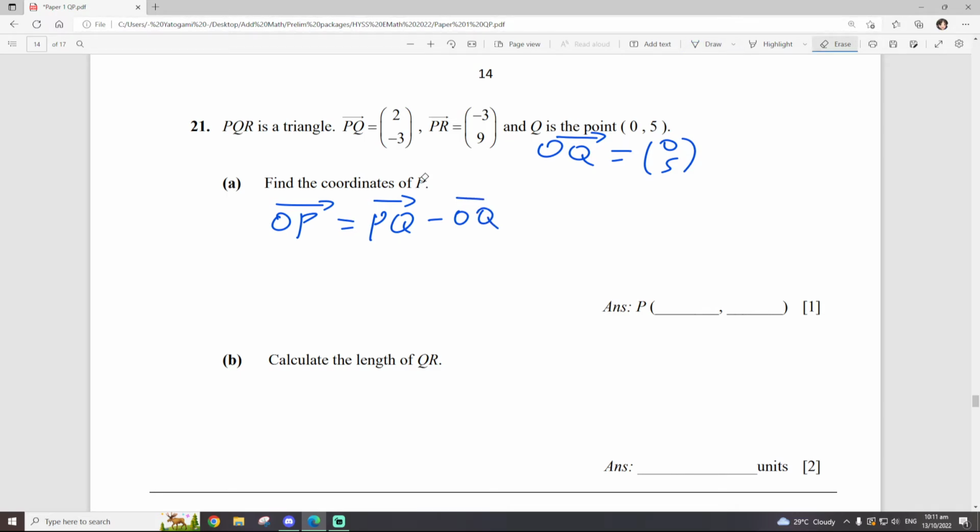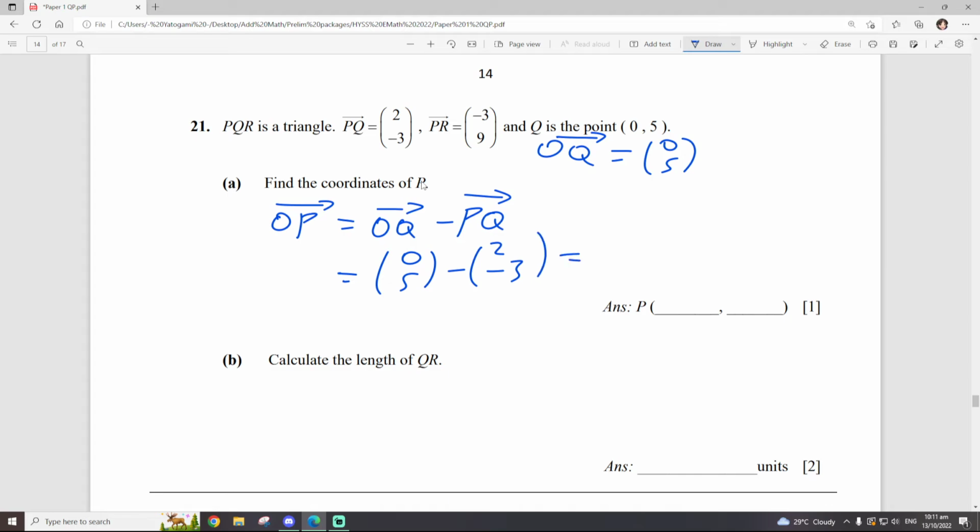Sorry. No, it's OQ minus PQ actually. You can also write this as OQ plus QP, and then of course you will see that it is indeed OP. So this is 0, 5 minus 2, minus 3, right? And this is minus 2 and 8. So we'll write this in coordinates form as minus 2 and positive 8.